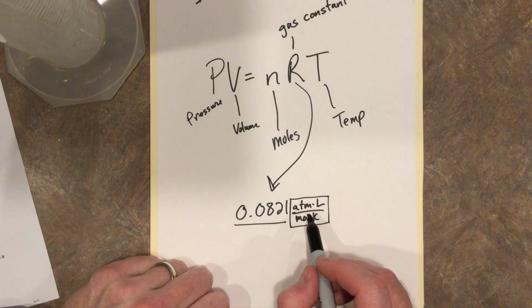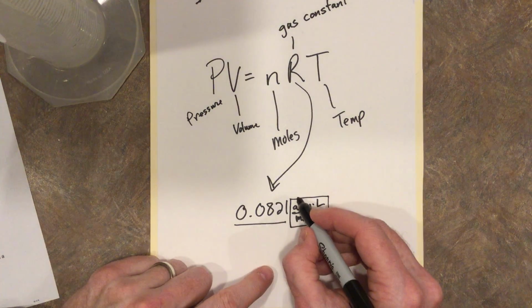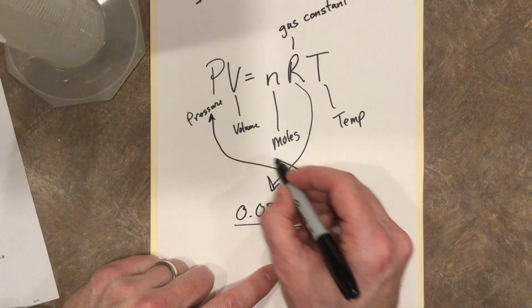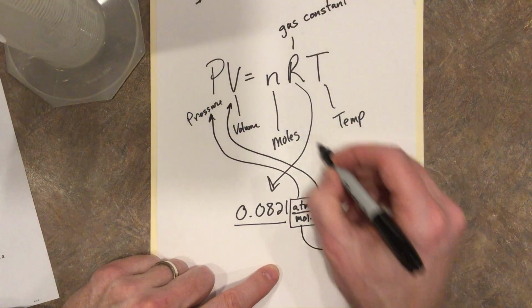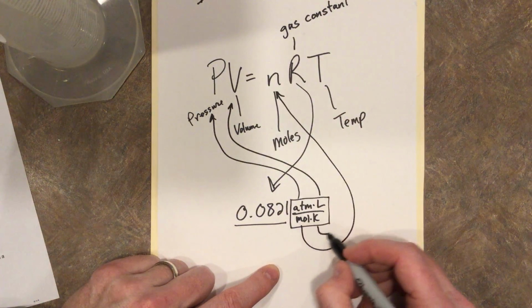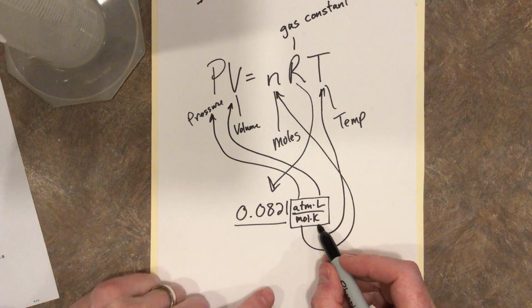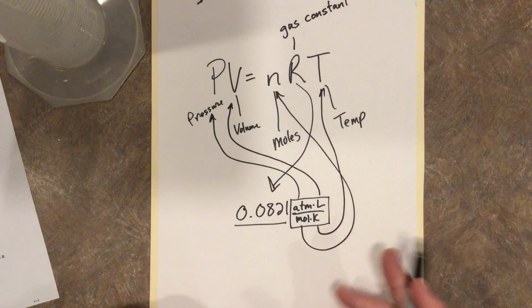Now, since it contains these units, this number only works if the pressure of the problem is in atmospheres, if the volume is in liters, if the moles are in moles, and if the temperature is in kelvins. You're already used to converting everything into kelvins when you're dealing with gas, but you have not had to turn these other ones into these units. So just be aware of that. So now let's look at the problems.